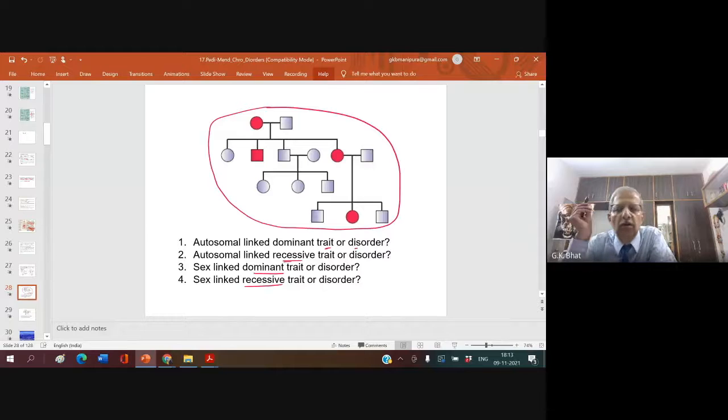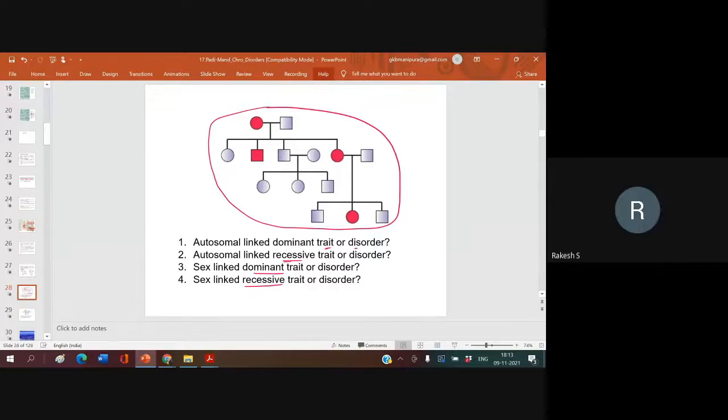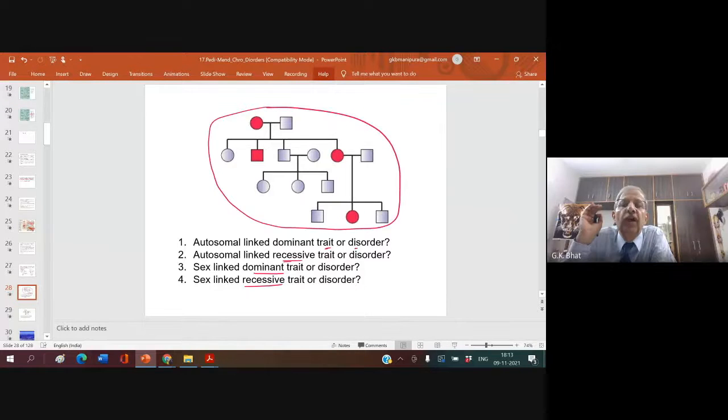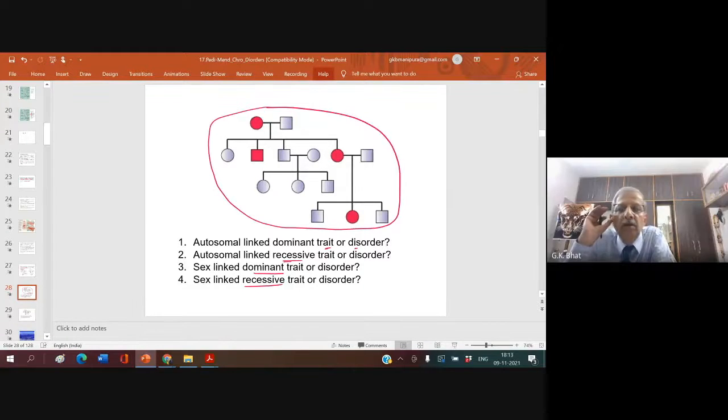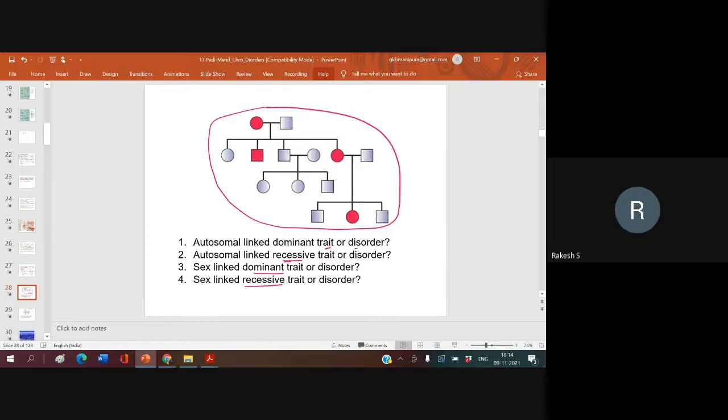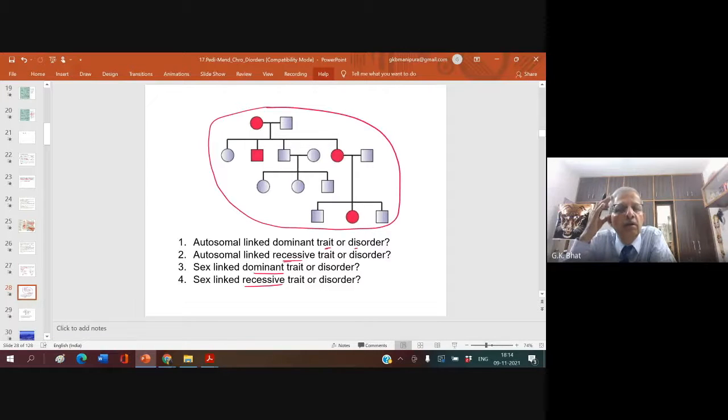Can you tell me now, without my teaching about this, what type of disorder it is? Blessy, Duty, Rakesh? Autosomal dominant, sir. Autosomal dominant trait. How do you say? Because the parent is affected. The woman is affected, sir. The woman is affected. So what?